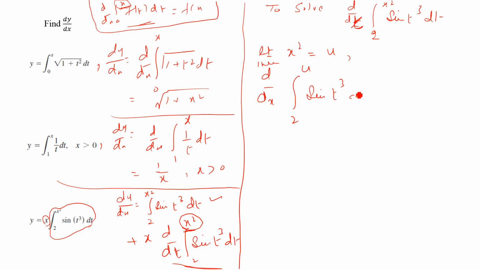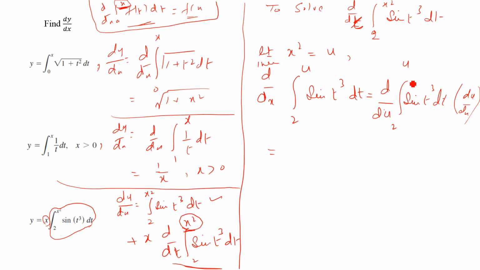of sine t cube dt. Now again compare it with the theorem. You are going to differentiate this integral with respect to the variable here, but in this case we are going to differentiate with respect to x, while the variable here is u. So you have to apply the chain rule. By chain rule, d by du, that is the derivative with respect to u, of the integral from 2 to u of sine t cube dt, multiplied by du by dx. So this is the chain. Let's plug in the values.